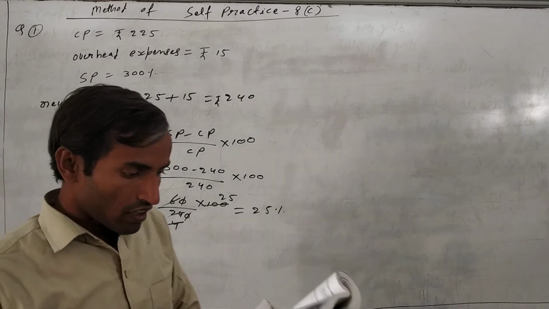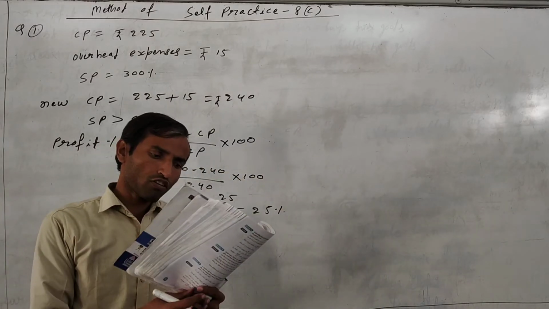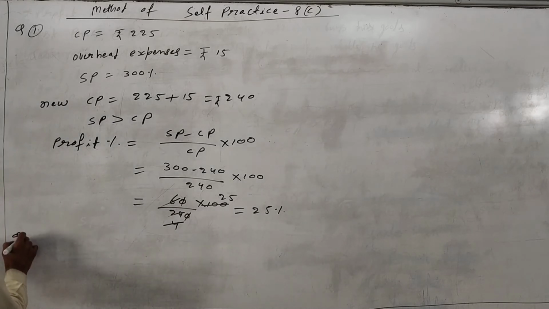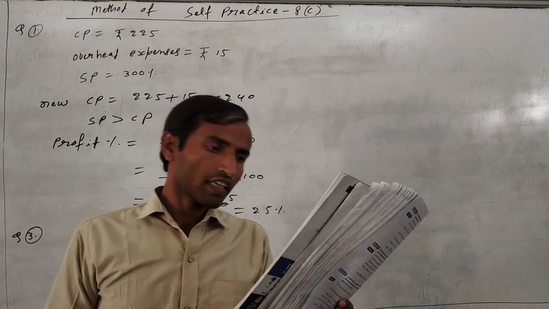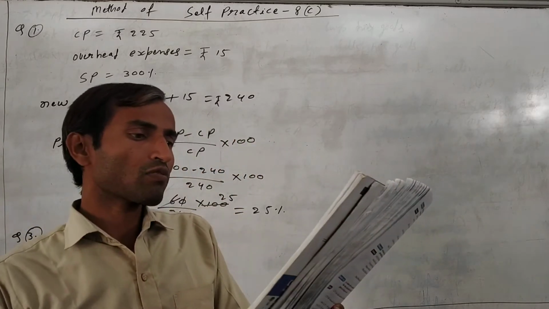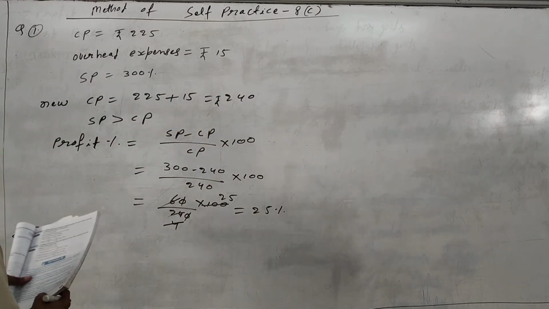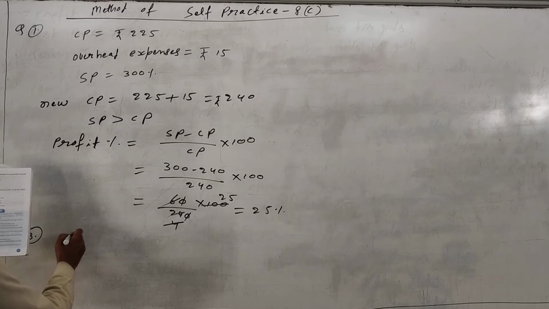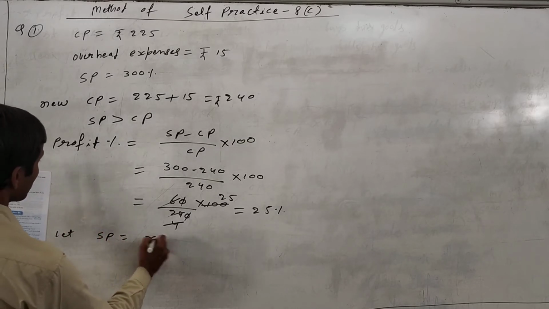Now question number 1 I have done. Now question number 2, just try yourself. Now we will do question number 3. All of you read question number 3 first of all. In question number 3: if the cost price is 80% of the selling price, what is the profit percent? So here, let SP be equal to X.